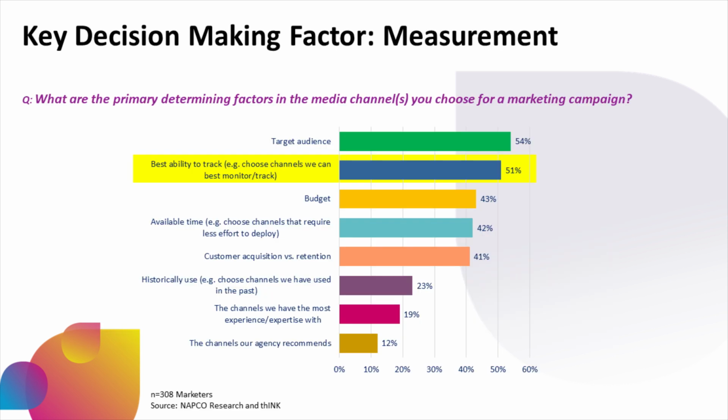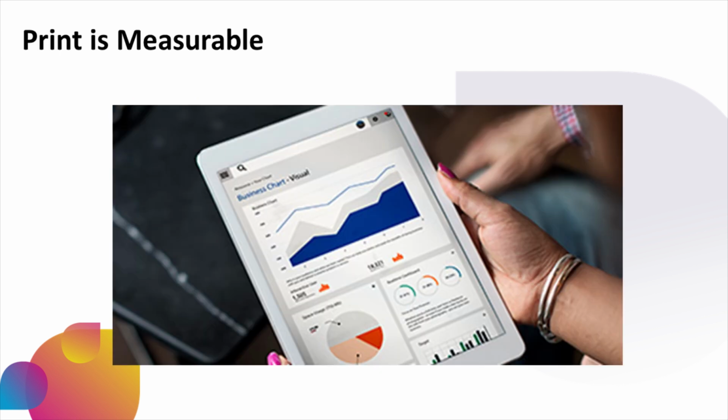According to the NAPCO thINK research survey of marketers, more than half the respondents said the ability to track and measure was a determining factor in selecting media channels. Print is measurable, and ensuring that marketers understand the ROI it delivers starts with understanding the customer's objectives. Based on customer requirements, print materials can include things like promotional codes, a custom URL, and calls to action that are actually very trackable. Successful measurement requires putting measures in place to ensure appropriate personnel know what they should track.